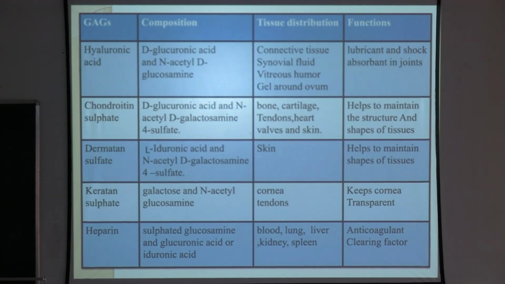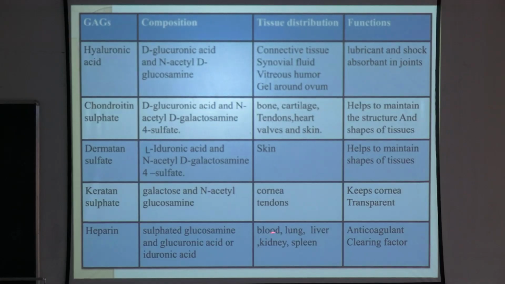In case of acid sugars, heparin and heparan sulfate contain both glucuronic acid and iduronic acid, in random sequences. Glucuronic acid and iduronic acid both can be present, and the amino sugar is simple glucosamine with sulfur groups, sulfated glucosamine. So what is the difference between heparin and heparan sulfate? In heparan sulfate, the sulfur groups are more in number.